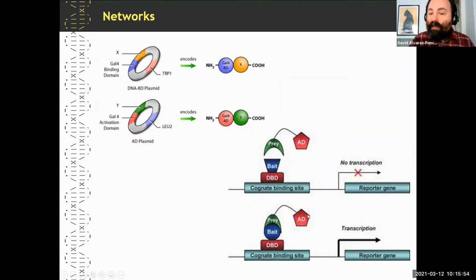Now, if the two proteins happen to interact, which is what we have here, prey and bait interacting with each other, then because prey is bound to the activation domain and the bait is bound to the DNA binding domain, the whole system is going to act as a transcription factor. And if you have here a reporter gene, remember, that's a gene that you can easily see if it's expressed or not, maybe it confers antibiotic resistance or a certain color or fluorescence, then if the reporter gene is being expressed, that means that the two proteins do interact. If they don't interact, then the whole system is not going to form and you are not going to see expression of the reporter gene. Okay, so that's one of the ways by which we can tell if two proteins interact or not.